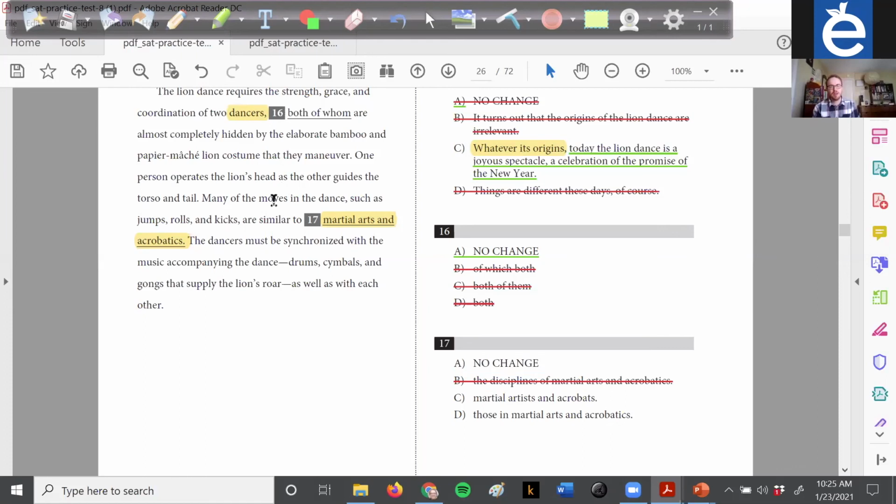Yeah, because we are being asked about the moves in particular. So I think D actually gives us the strongest answer, because we're asking, what are the moves similar to? The moves in the dance are similar to moves in martial arts and acrobatics. They're not similar to all of martial arts and acrobatics, just the moves in them. And they're not similar to the martial artists and the acrobats themselves. See how we're being as precise as we can.